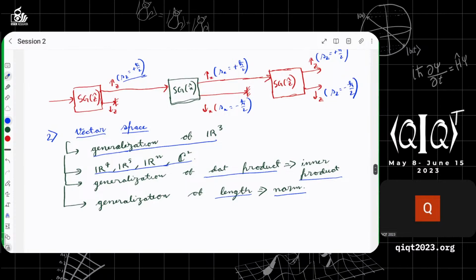With that recap, I'll ask you if you have any doubts regarding this part, then we can discuss and then move on.